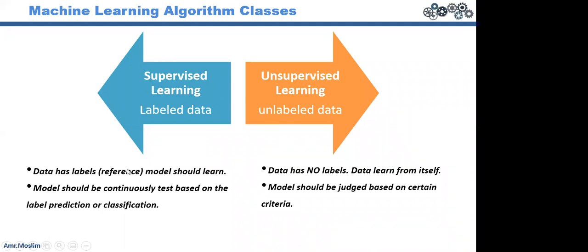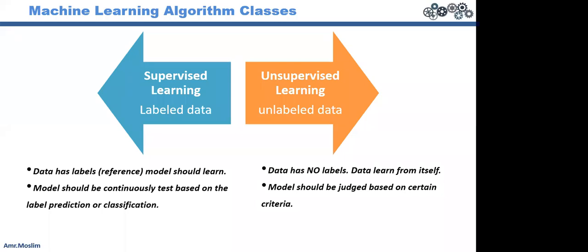Or reference or the answer, as we mentioned, the model should be continuously tested based on the label prediction or classification. In unsupervised machine learning, it's a different animal, as we talked before. Unsupervised machine learning has no labels, which means that I have data and I don't have the answer. So what else can I do if I don't have the answer?